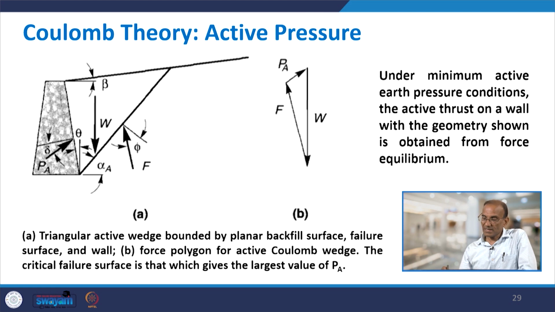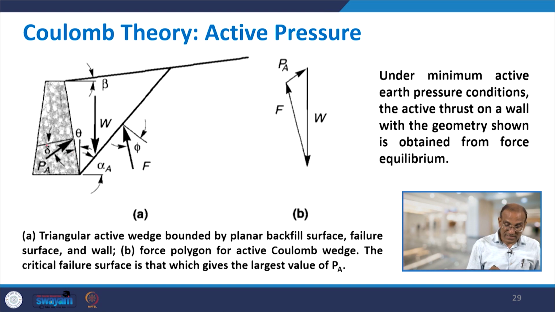Under minimum active earth pressure condition, the active thrust on a wall with the geometry shown is obtained from force equilibrium. Here you have the forces acting on the wall. First of all, compared to the Rankine theory, understand that this wall is not vertical on the backfill side; rather, it makes an angle theta with the vertical.